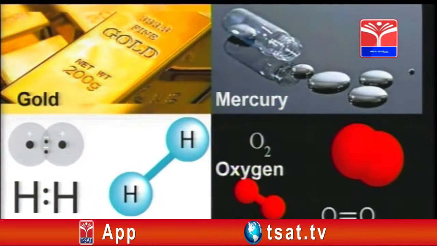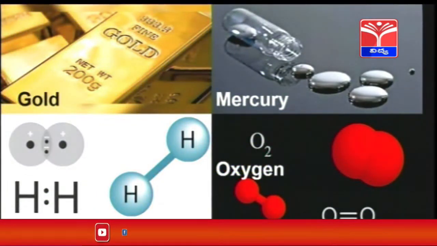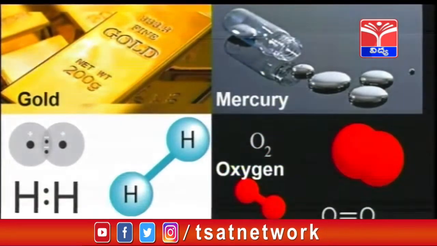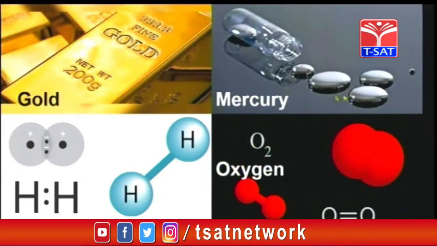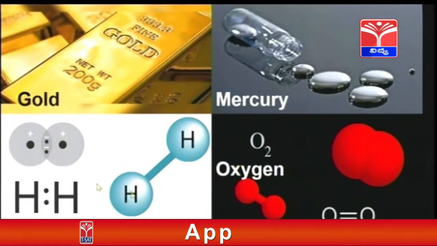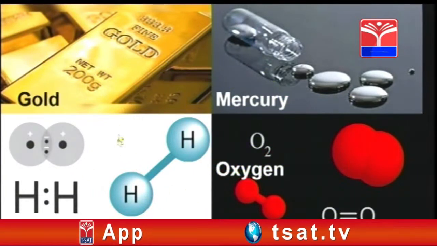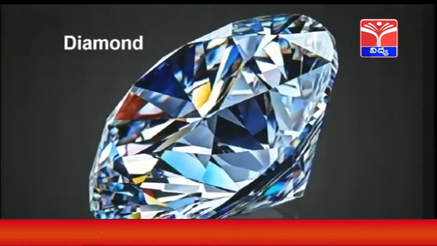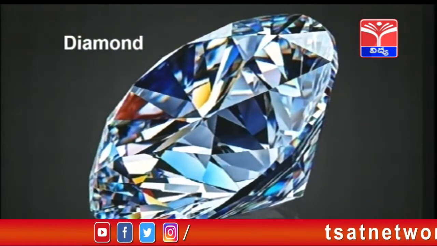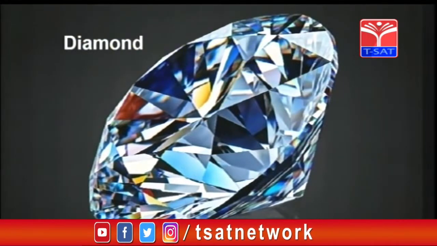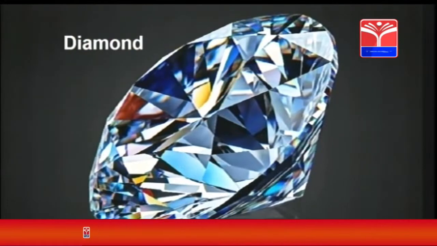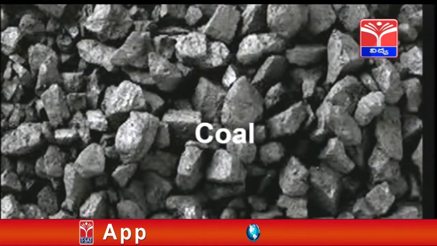See this picture. Gold is a solid element. It is a metal. It exists in the form of a solid. Mercury is a liquid metal. Hydrogen and oxygen are gases. These are all existing in the form of elements. Diamond, though it is of complex structure, is just made up of carbon. Even if it is powdered, you get only carbon. Coal is also made up of carbon.